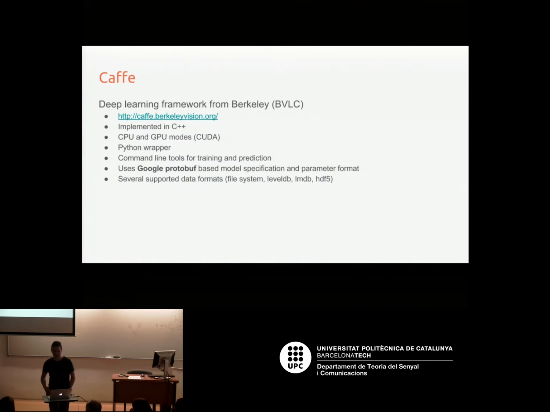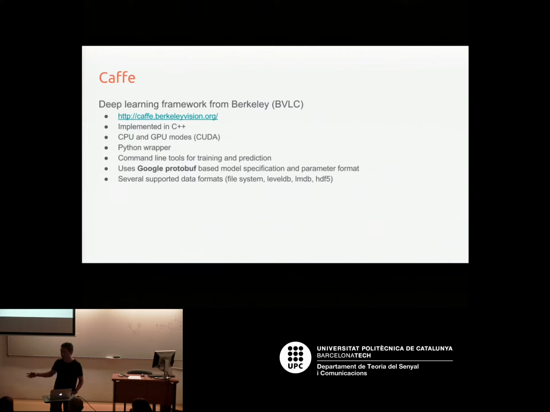So Caffe, or Caf, depending on where you're from, is a deep learning framework from Berkeley. It's probably one of the older ones that's been around for a while. It's actually based on another framework called DeCAF, which was written in Python. They re-implemented it in C++, and it runs on both the CPU and the GPU. So most training nowadays you'll do is on the GPU, but people often want to do prediction on the CPU.